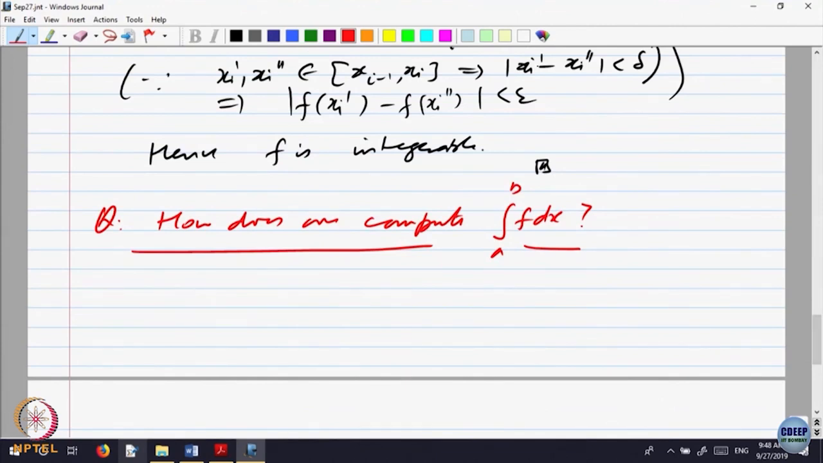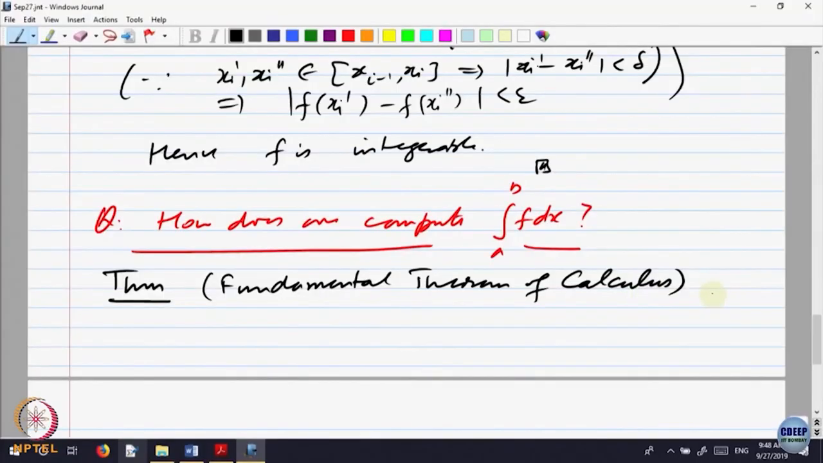Right. So there comes a theorem which is very important, and that's why this integral becomes important. That is called the fundamental theorem of calculus. So let us state and prove what is called the fundamental theorem of calculus. So, theorem. Let me call this part 1. There are two parts of this.